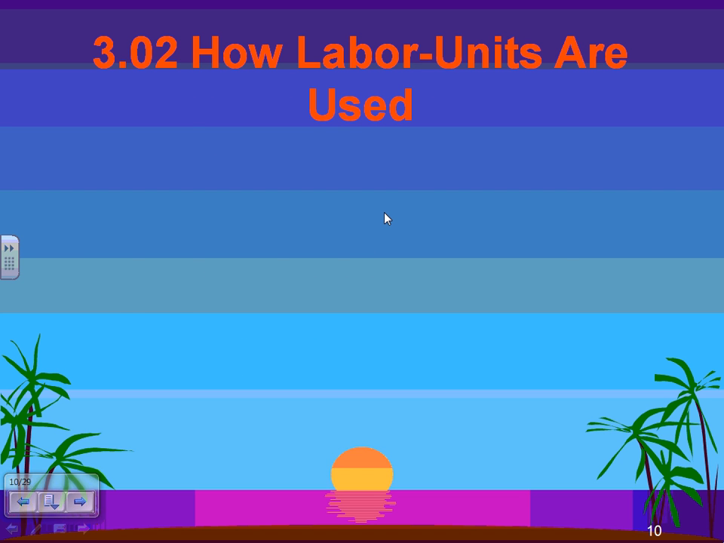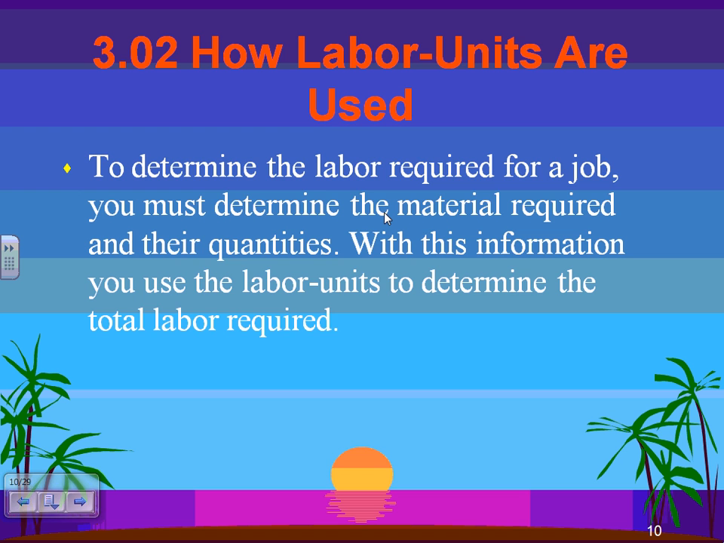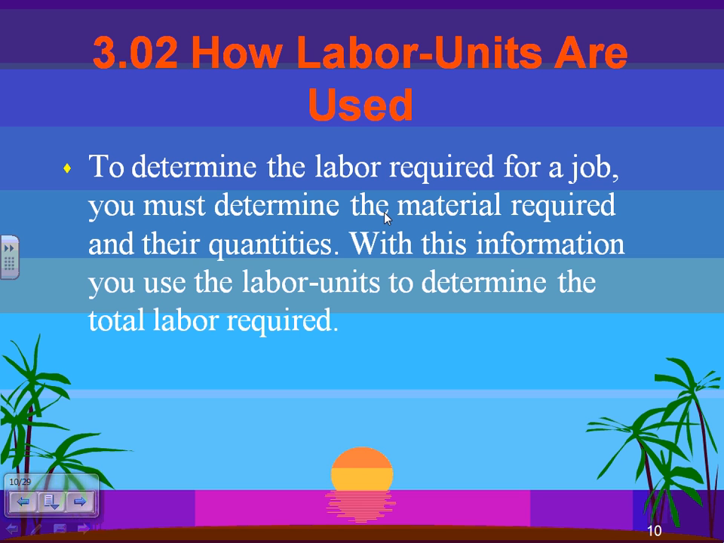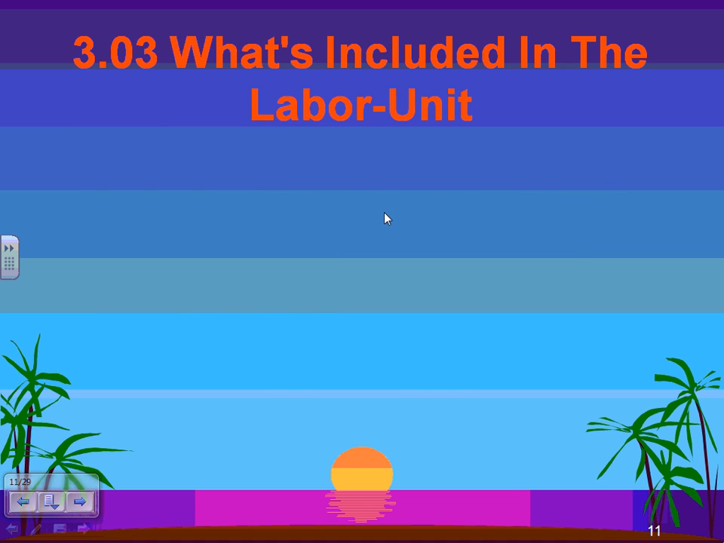Okay, how labor units are used. A couple of things about using labor units. The job must determine the material. So you take the material and multiply by the labor unit, like we did in the example of receptacles. How many of them, multiplied by the labor unit, divided by that unit. Is it a C or E or each labor unit? What's included in the labor unit?